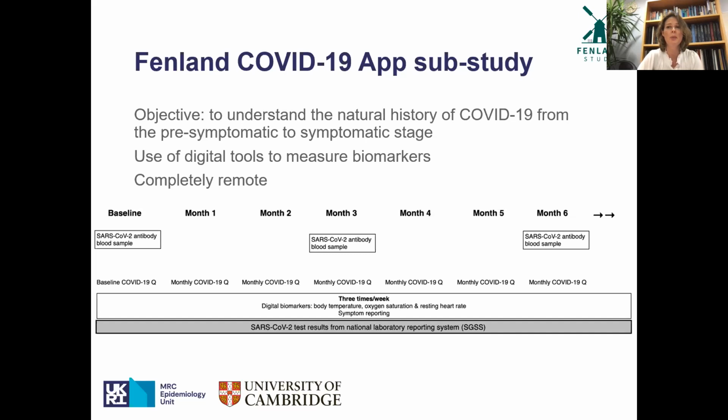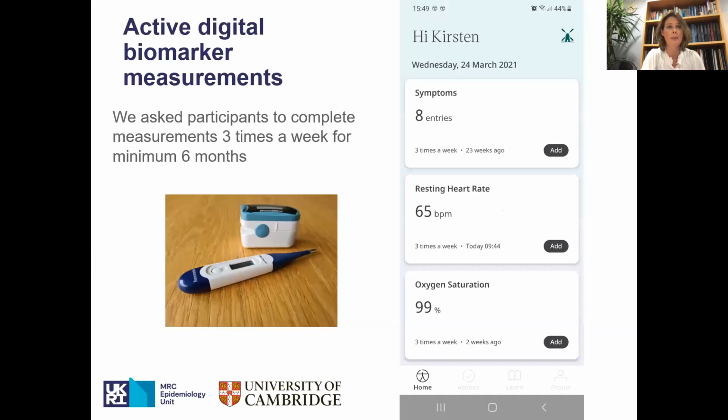What is really important to remember, this is 2020, everything was done completely remotely. We had no face-to-face contact with these participants. They were recruited using e-consent, and we sent out the devices, and they had to download the app themselves.